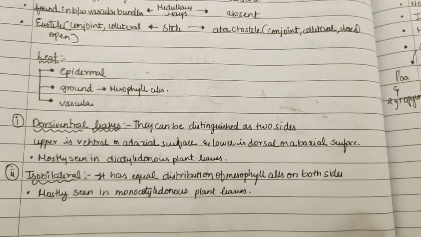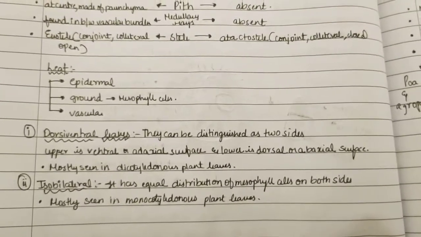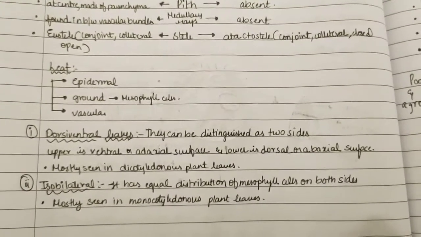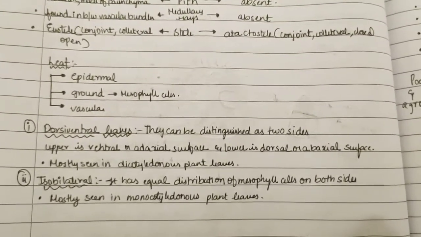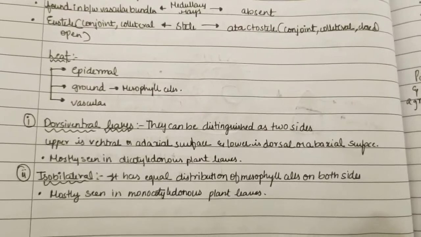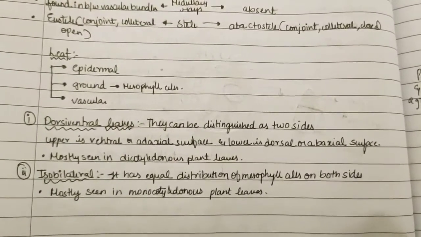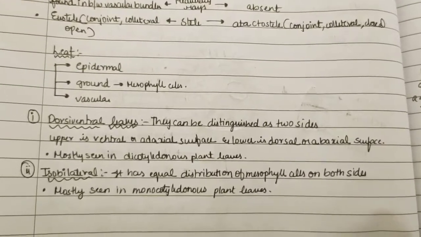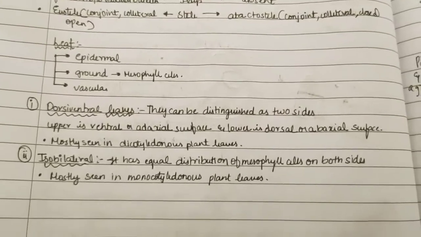Now let us discuss leaf. Leaf has three layers: epidermis, ground tissue or mesophyll cells, then vascular system. First is dorsiventral leaves. They can be distinguished on two sides. The upper is ventral or adaxial surface, and lower is dorsal or abaxial surface. Mostly seen in dicotyledonous plant leaves.